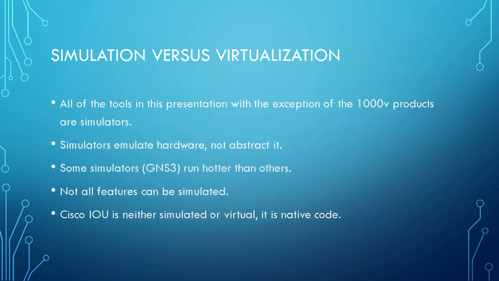Okay. Now for simulation versus virtualization, a lot of what we're going to be doing, especially in GNS3, is simulation. What that means is that the hardware is emulated, not abstracted. So it's not the same as a guest on an ESXi host or in your VMware Workstation. It's actually tricking the image to think that it's running on hardware that isn't real and has no direct tie back to your core CPU.